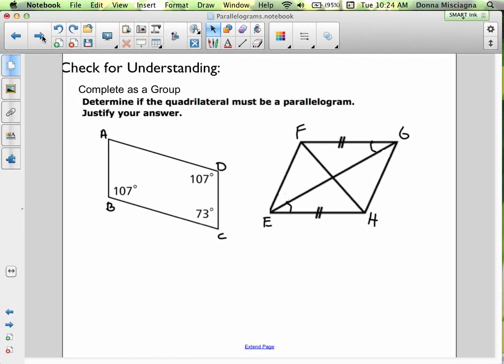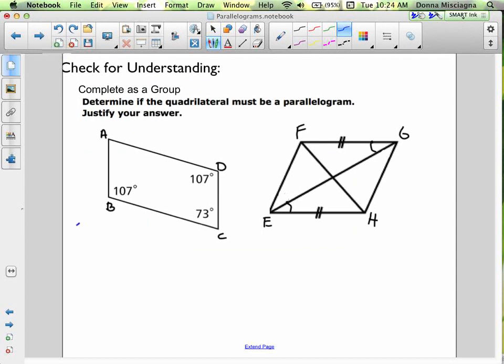All right, so now let's complete these. Check for understanding. We're going to complete this as a group. Determine if the quadrilateral must be a parallelogram, and we'll justify the answers. Remember, on the last video, we said that the angles in a quadrilateral add to 360.